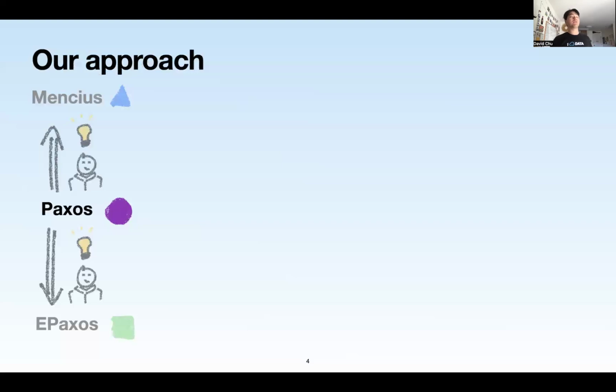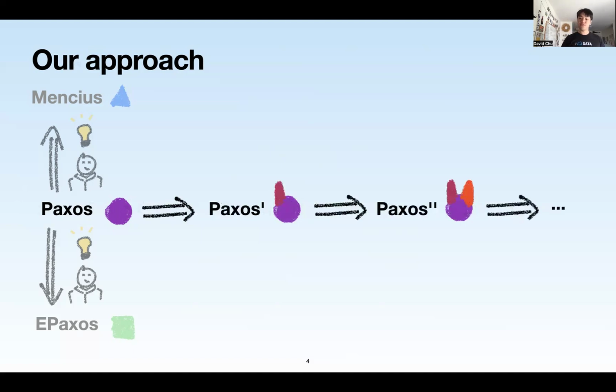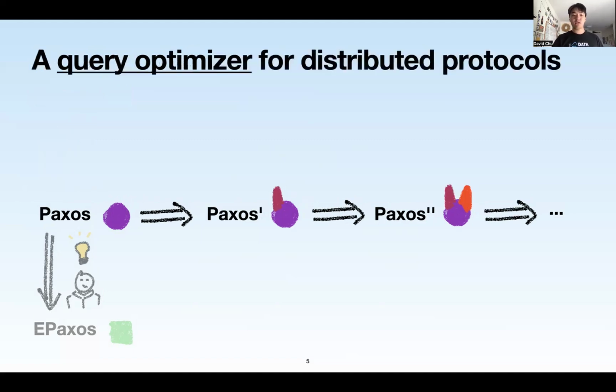So today we're going to introduce a new orthogonal approach. Instead of creating entirely new protocols from scratch, we'll use small local rewrites to modify distributed protocols over and over again until we have one whose performance is comparable to a hand-optimized protocol. In other words, we want to create a query optimizer or a compiler for distributed protocols. And here's why that's a good idea.